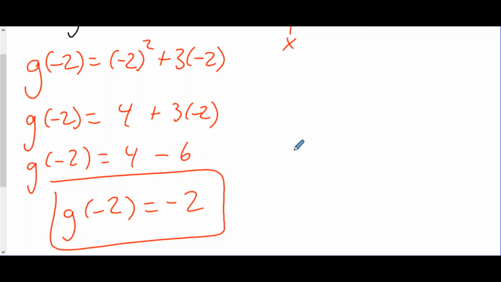We could also write this as an ordered pair: (-2, -2).